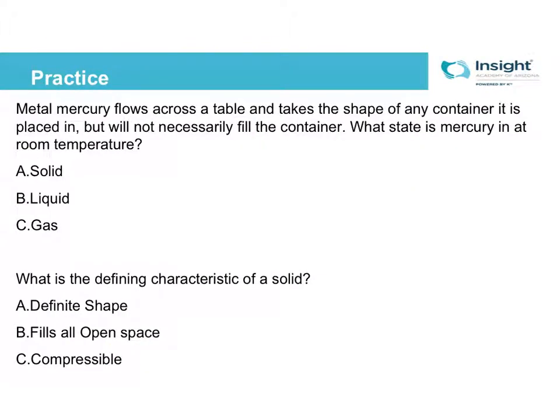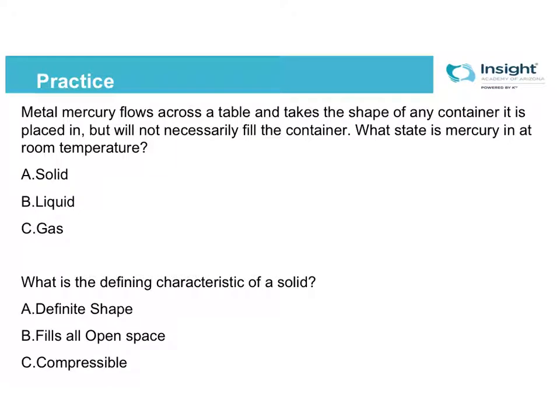So here's some practice for you. Metal mercury flows across a table and takes the shape of any container it is placed in, but will not necessarily fill the container. What state is mercury in at room temperature? All right, so you can see that it takes on the shape of the container that it's in. So it doesn't have a definite shape, so I think we can knock out solid. But it doesn't necessarily have to fill the container, which means it is confined. It does have a shape. So that's going to be our liquid.